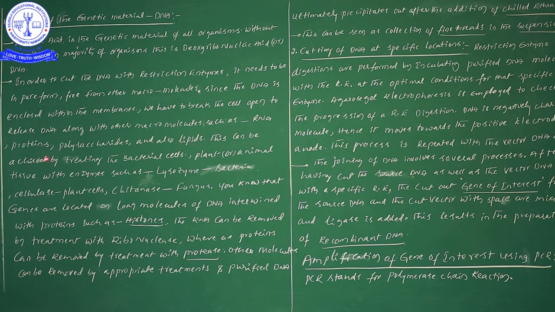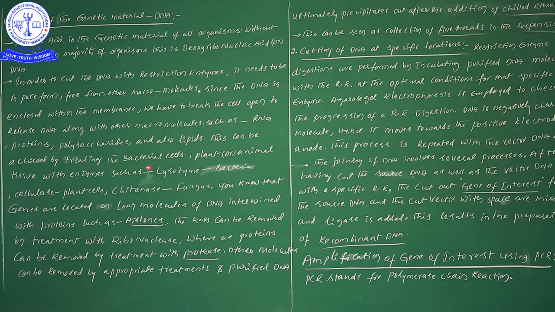There are different types of macromolecules, such as RNA, proteins, polysaccharides, and lipids. But which one do we need? Pure form of DNA is needed. So in this particular case, how can this be achieved? How can we obtain it?